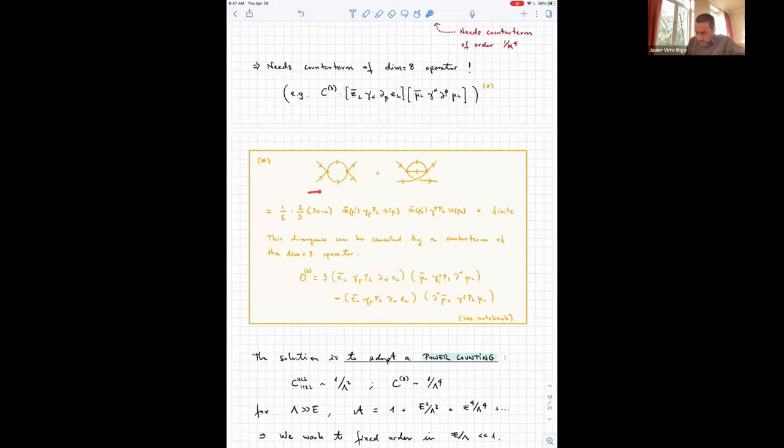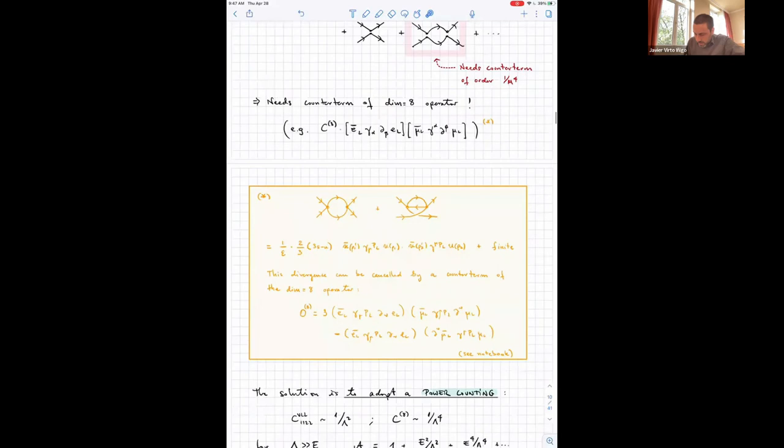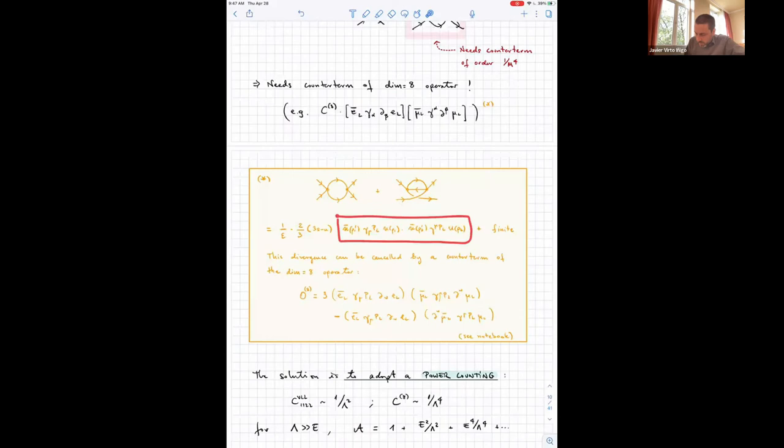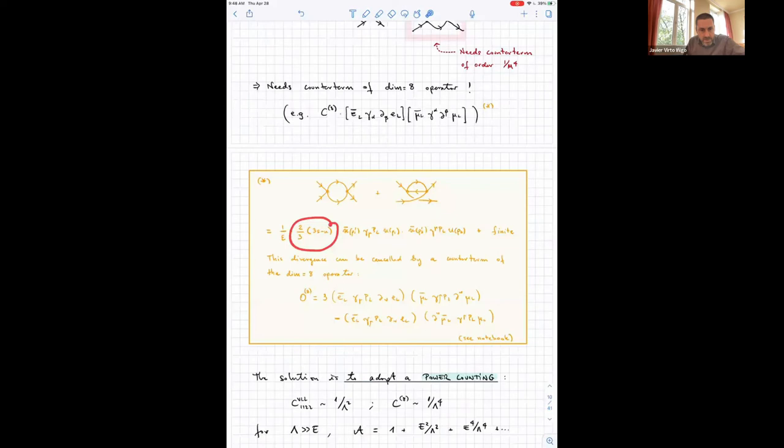If you calculate, you actually have two diagrams, not only this one, but also the one where you interchange the muons, okay? And then if you calculate this, you get something with the structure of the operator you want. But then you get the 1/ε, and you get this kinematic dependence in terms of the Mandelstam variables S and U, which gives you the extra powers of mass you need, okay?